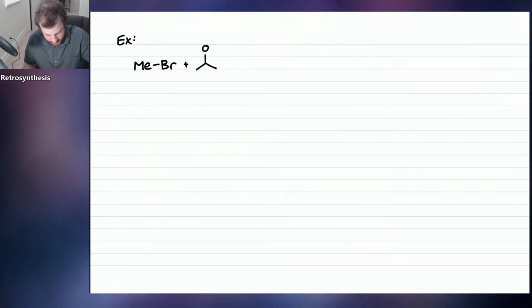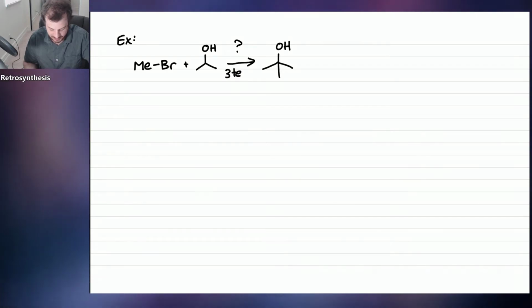Okay, use the following ingredients to make the desired target product. Methyl bromide plus isopropanol to make tert-butanol. And I'll tell you now, it's 3 steps. Okay, so let's try a retrosynthesis first.